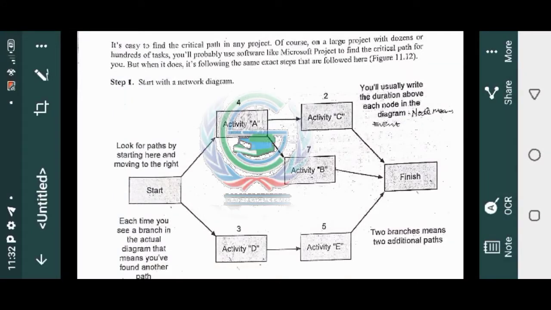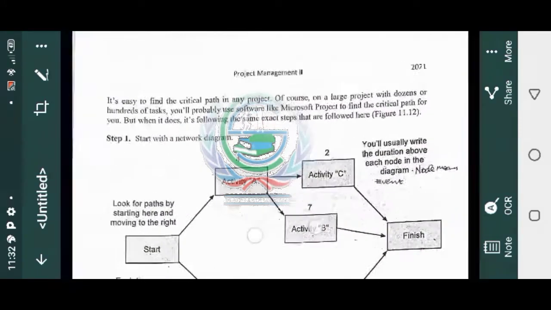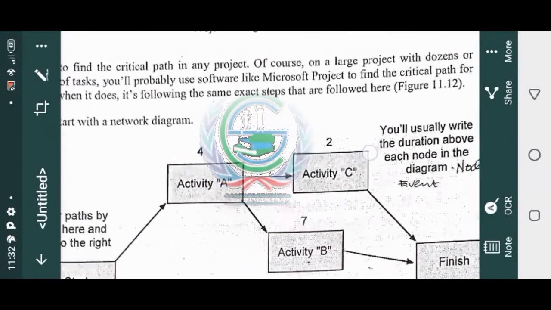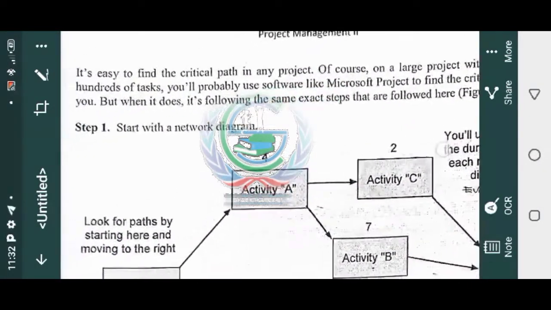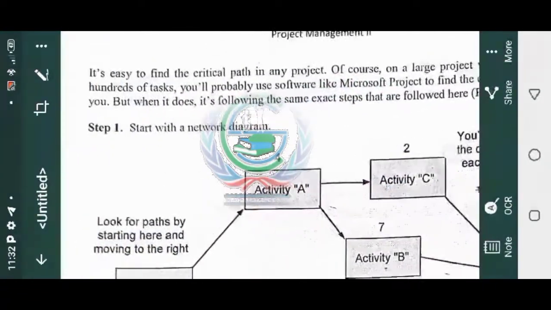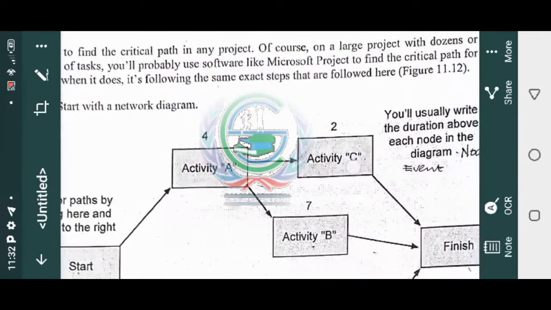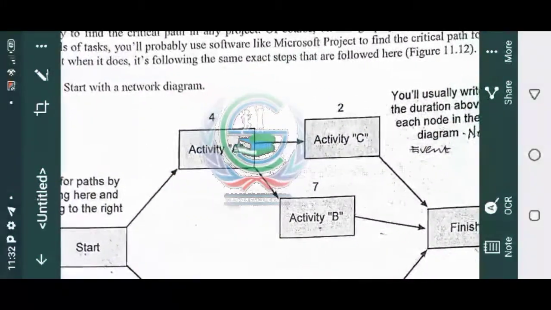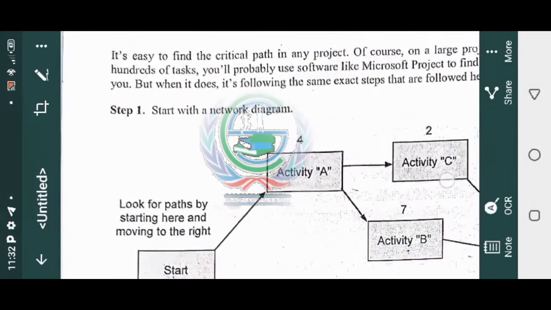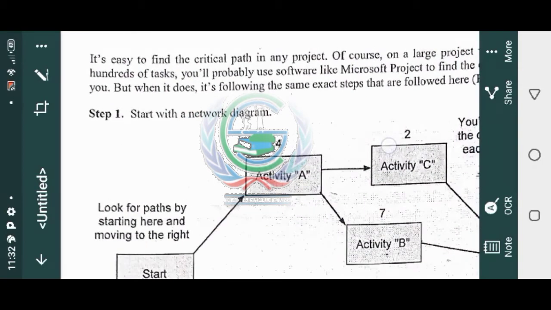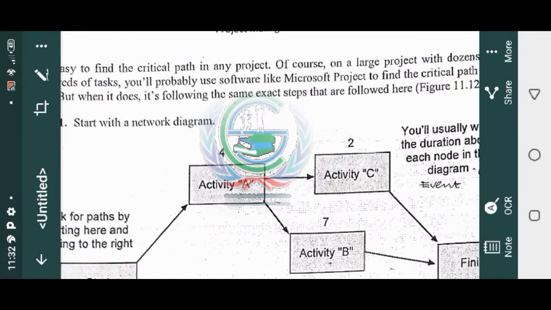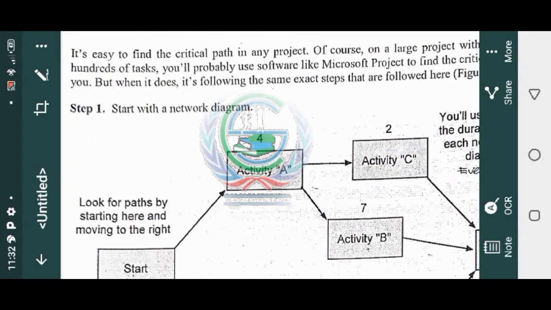Okay, how to find the critical path? Now, it's easy to find the critical path in any project. Of course, on a large project with dozens or hundreds of tasks, you probably use software like Microsoft Project to find the critical path for you. But when it does, it's following the same exact steps that I followed here. Let's look at how we could do this manually.